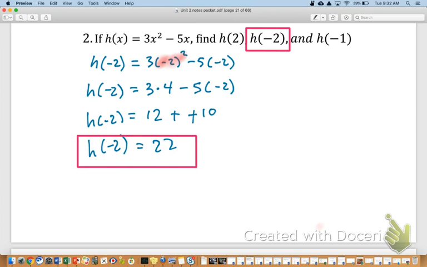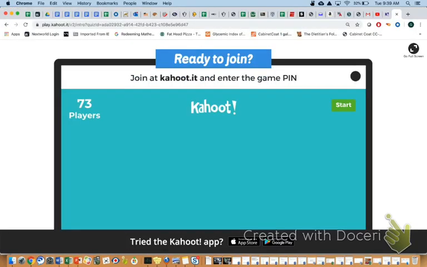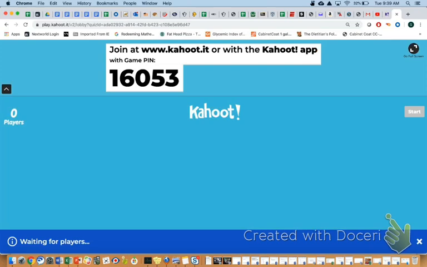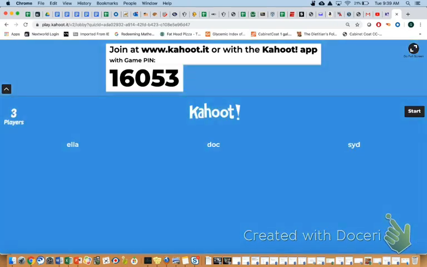The pin should be showing up. It's a little laggy right now. I hope that gets better. So there you go, game pin 16053. So use some sort of internet device to get on there. You're definitely going to need some paper to do a little bit of writing and calculating and such. And once we have 4, 7, 11, 15, 17 of you.